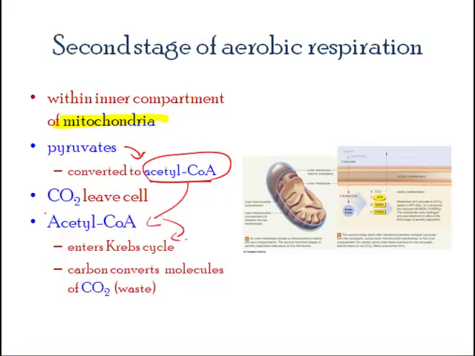At this stage, a very important step takes place, and that is that one carbon dioxide is released. Pyruvate is a 3-carbon molecule, and acetyl-CoA is a 2-carbon molecule. So you can see the carbon dioxide molecule will be released when the last carbon comes out as carbon dioxide to form the 2-carbon acetyl-CoA. And that's the carbon dioxide that you can imagine when we breathe out.